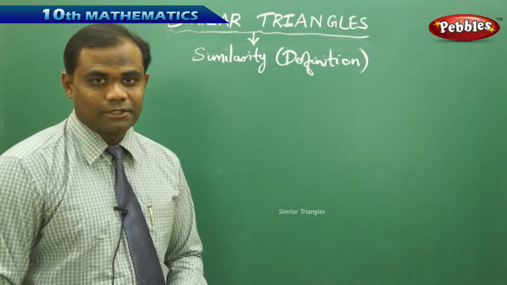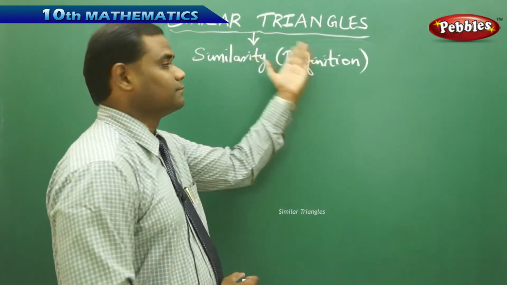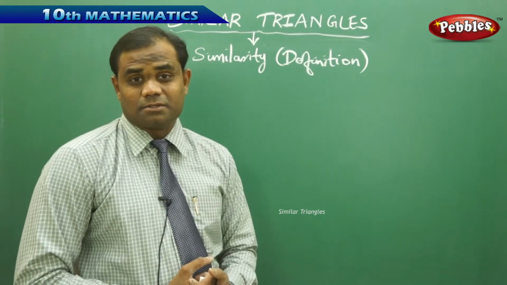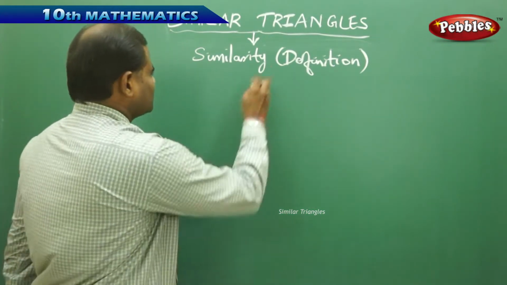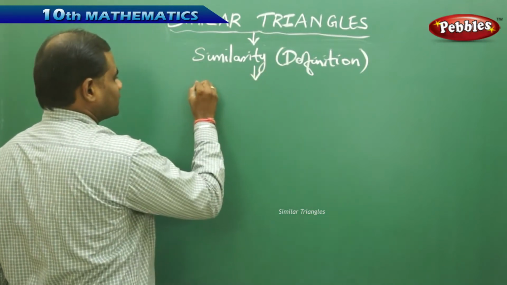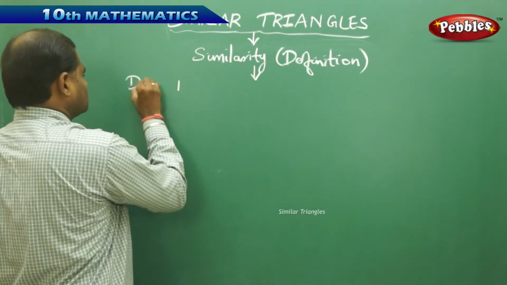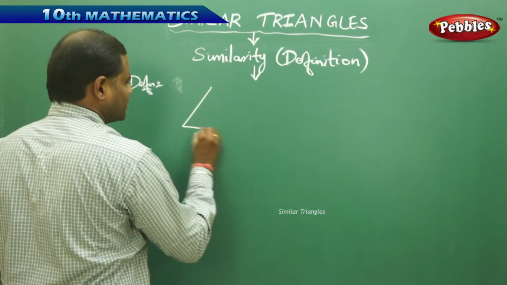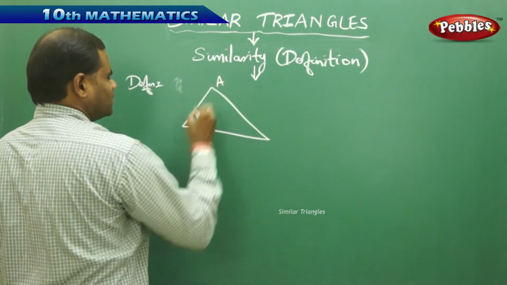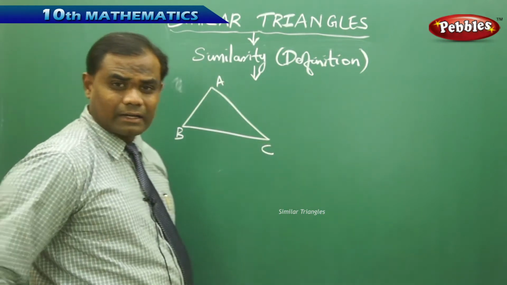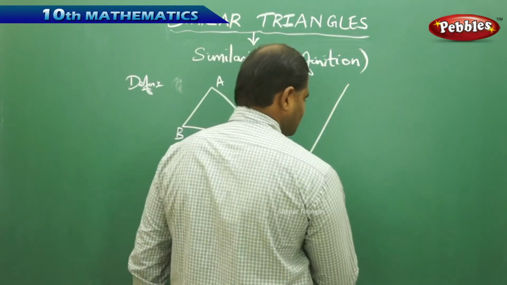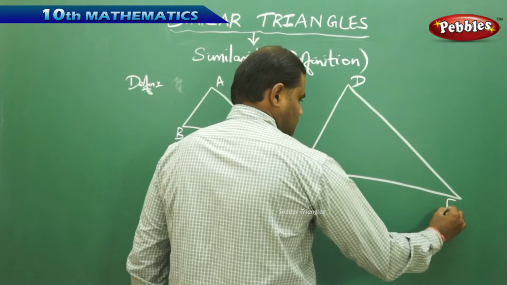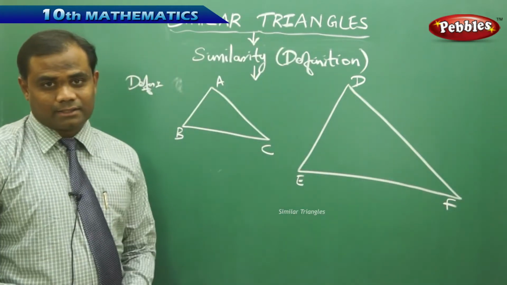So let's start the definition with the basics of triangles because we are dealing with similar triangles. So let's see what is similarity in its mathematical definition. In this case, I take two triangles, say ABC, and another triangle DEF, are the two triangles I take.